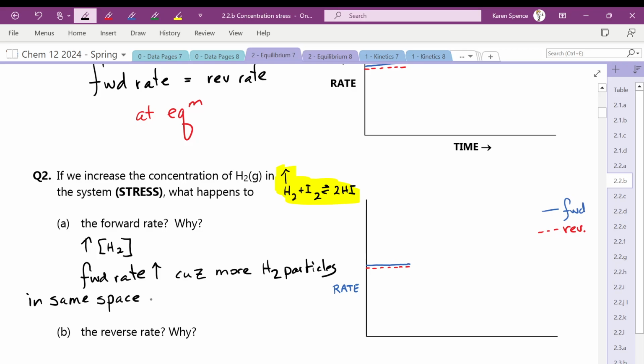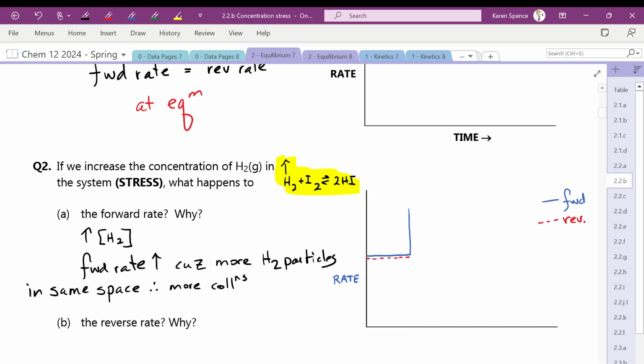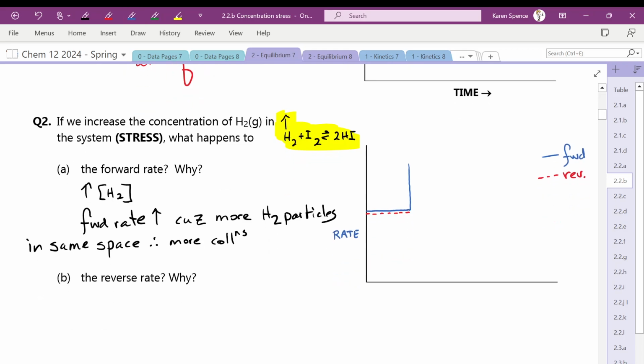Therefore, more collisions. Okay, so what should it look like for my blue line? What should my blue line do? It should go straight up. Okay, that's great.